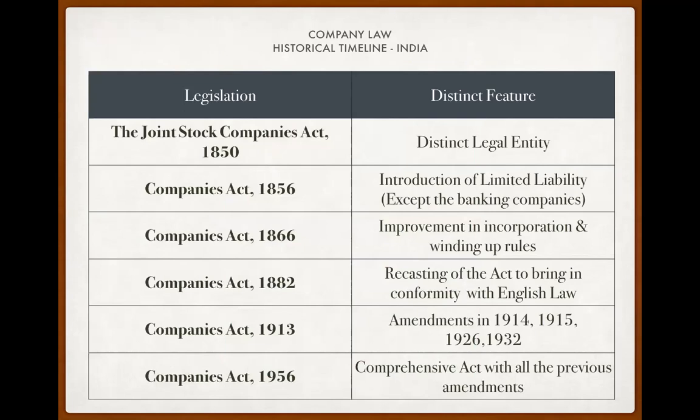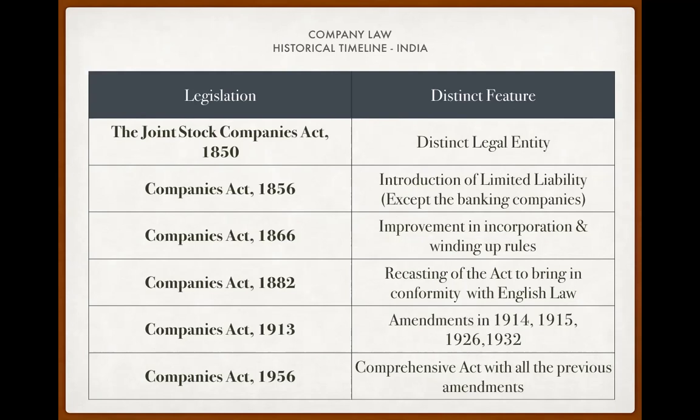So they themselves also passed this particular act in the state of India also. The first act which came into existence was the Joint Stock Companies Act 1850, and they introduced the first, very distinct feature of the company, which is the separate legal entity. So this feature is now introduced, and now the companies are no longer similar to the owners. So they have this separate artificial legal entity.